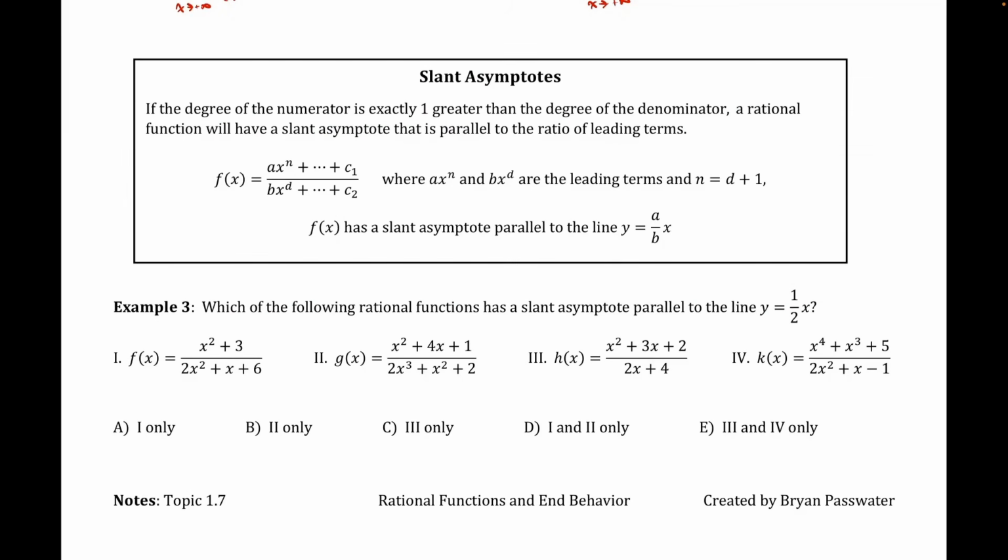Slant asymptotes. If the degree of the numerator is exactly 1 greater than the degree of the denominator, a rational function will have a slant asymptote that is parallel to the ratio of the leading terms. It's kind of like a magic fraction, except the answer is a line that goes up diagonally, still using those coefficients. So we're looking for functions that are parallel to 1/2 x.